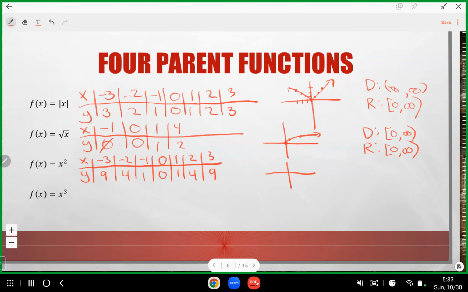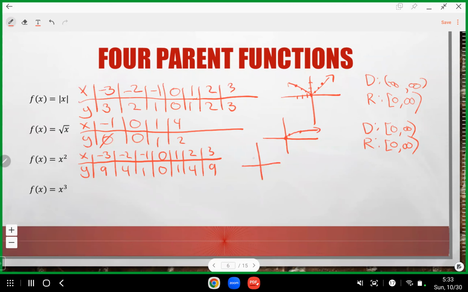And this x squared is called a parabola, because it looks like a U. Parabolas are basically just U's or upside down U's. It looks like this, right? That's what a parabola looks like, and it's symmetrical with respect to the y-axis.